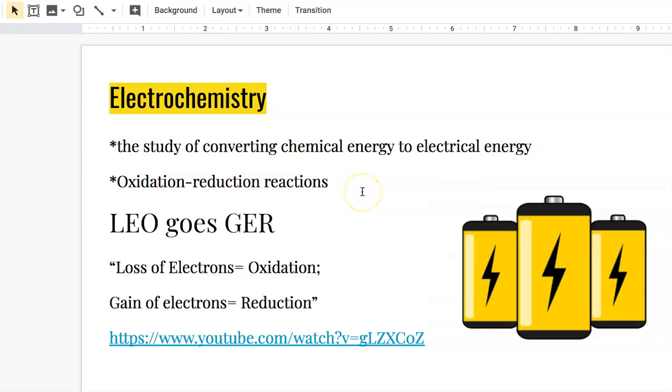Electrochemistry is really all about reduction-oxidation, or redox reactions, which you've already learned about. Remember our mnemonic, LEO the lion goes GER: losing electrons is oxidation, and gaining electrons is reduction. If you need a recap on redox reactions, there's a link to a video here that you should find helpful.